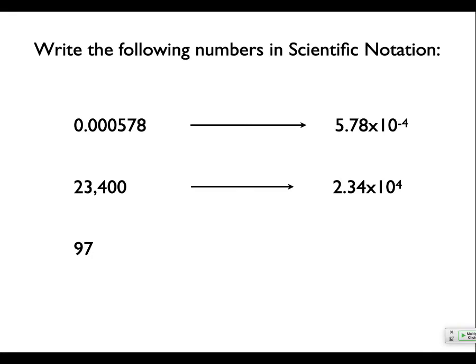Do we need to write 97 in scientific notation? Probably not, but let's just do it because we can, okay? Anyone want to take 97? All right. 9.7 times 10 to the 1. Yeah, 9.7 times 10 to the 1, because 10 to the 1 is what? 10. So 9.7 times 10, 97. All right. So that's the easy thing about scientific notation.